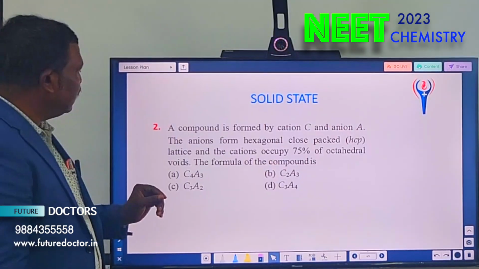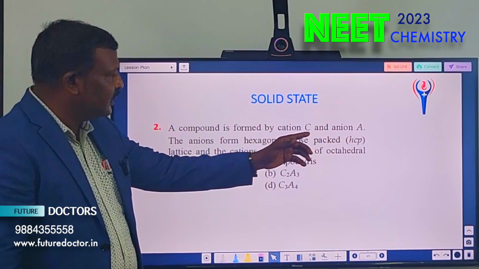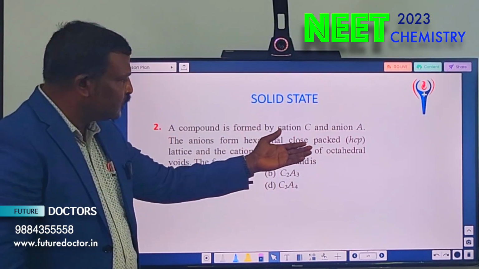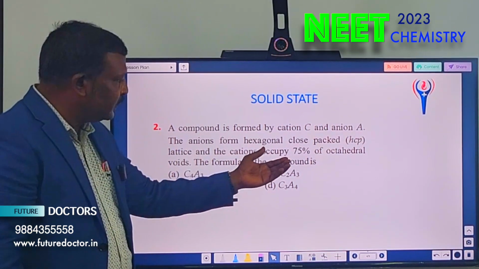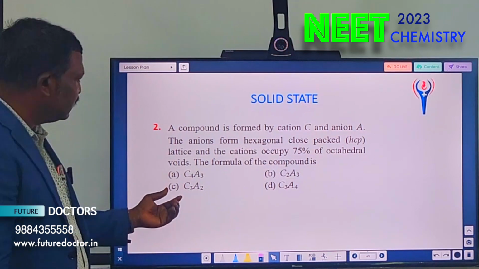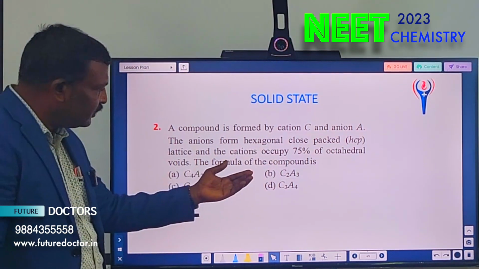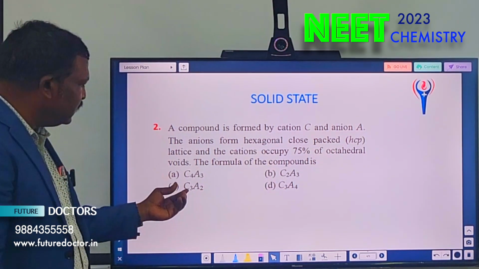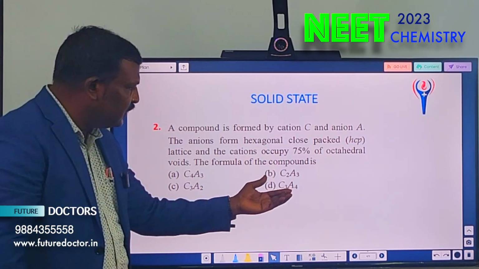Next one. Second one. A compound is formed by cation C and anion A. The anions form hexagonal close packed lattice and cation occupies 75% of octahedral voids. The formula of the compound is dash. Option A C4A3, option B C2A3, option C C3A2, option D C3A4.